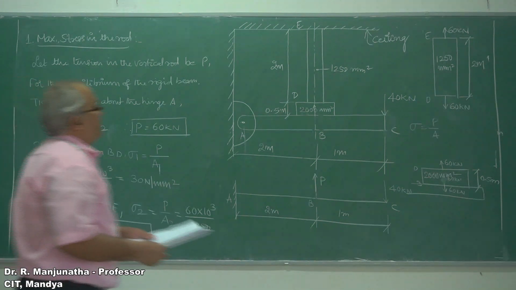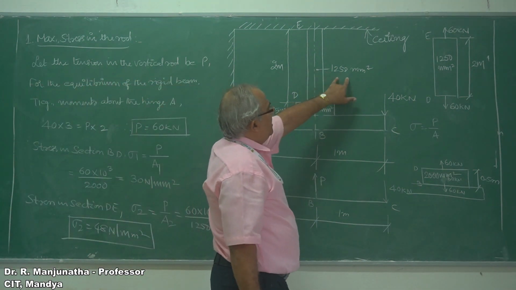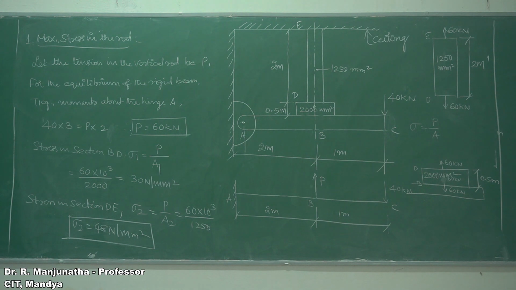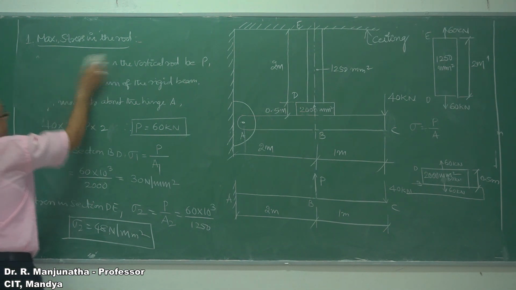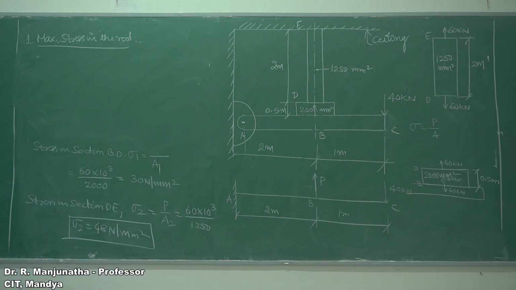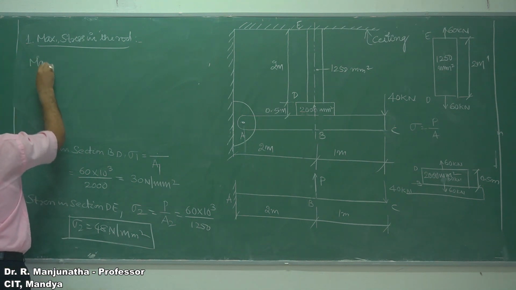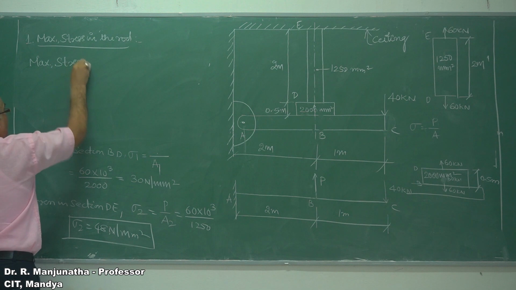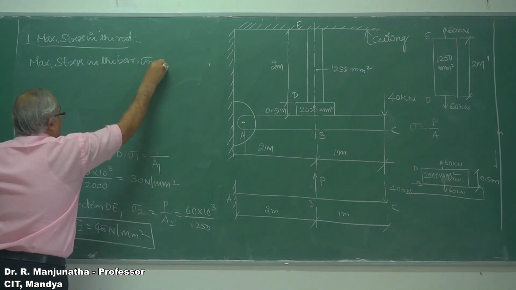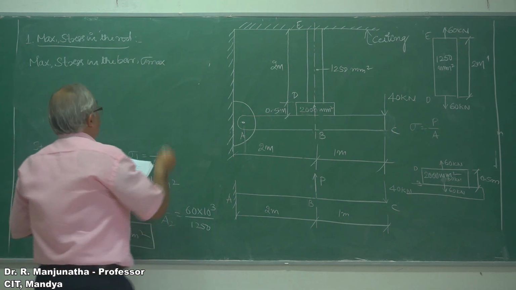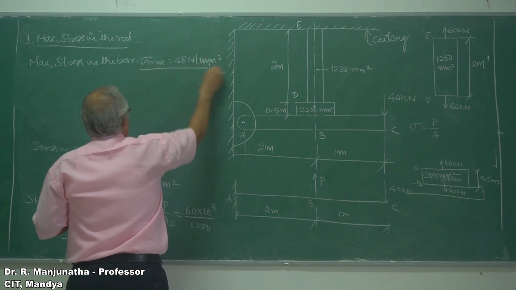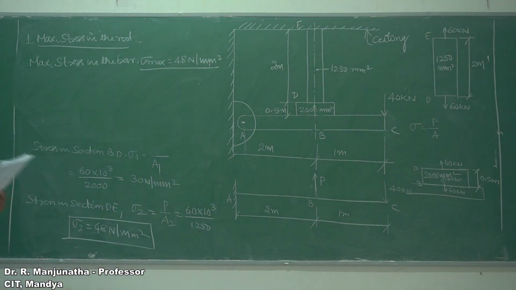Also, we can see from the cross section that where you have the least cross section, there you will get the maximum stress. Therefore, the maximum stress in the bar, sigma max, will be equal to 48 Newton per mm square, because we have the cross-sectional area of DE.